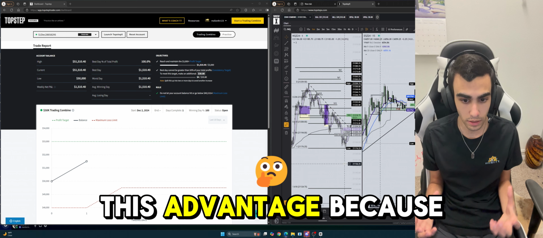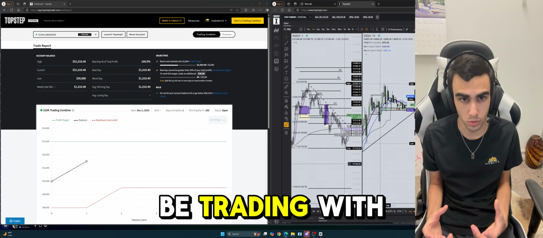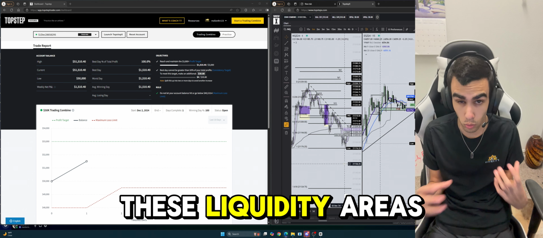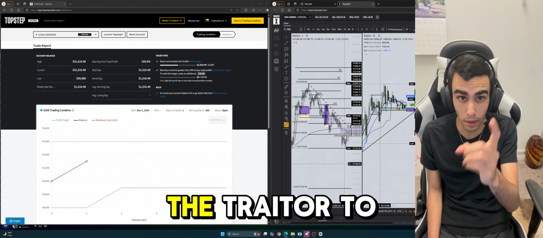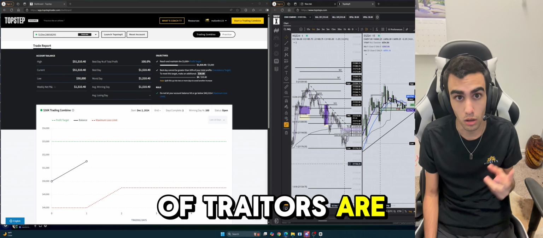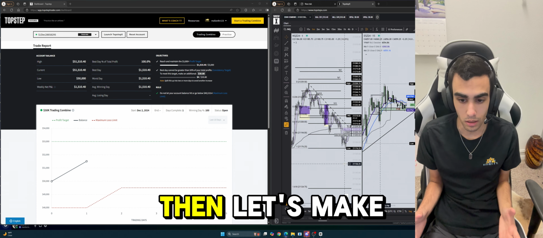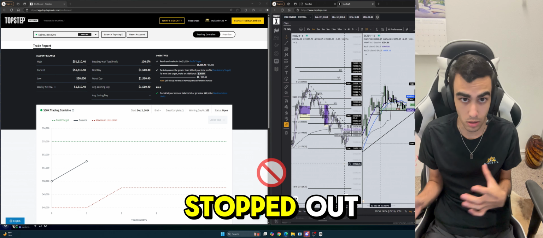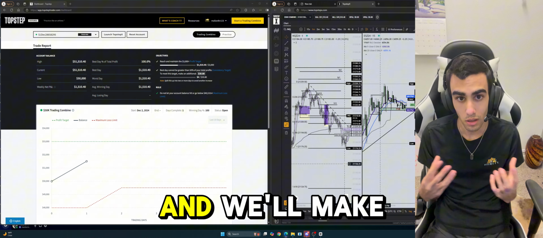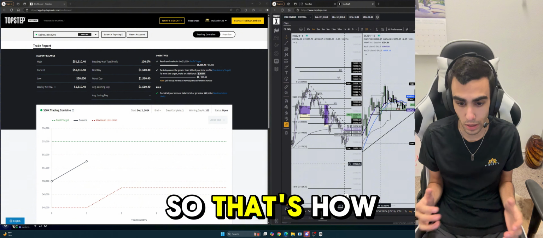And you're using this to your advantage because, like I said, big banks have hundreds and hundreds of millions of dollars to be trading with, right? They will use these inefficient areas, these liquidity areas, to make you, the trader, get stopped out. Because remember, 89% of traders are gamblers, right? So banks are gonna be like, okay, if we know that, then let's make these orders get stopped out so we can get our order in for a better price and we'll make more money. And the trader then will lose their money in the process. So that's how it works, right?